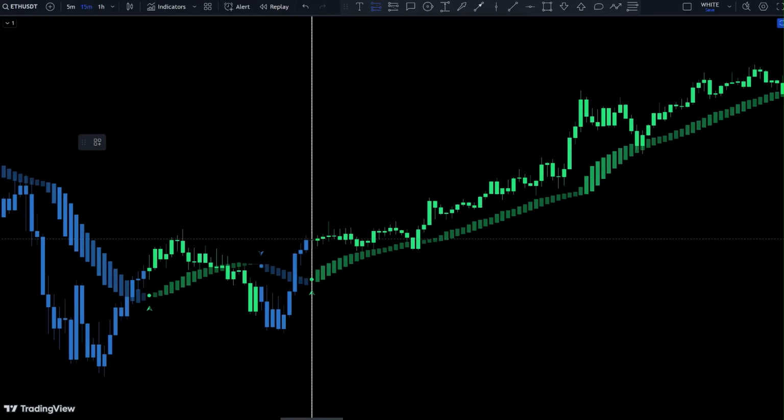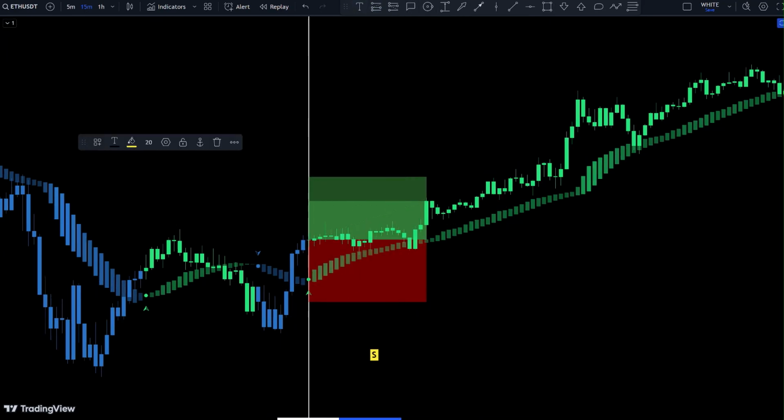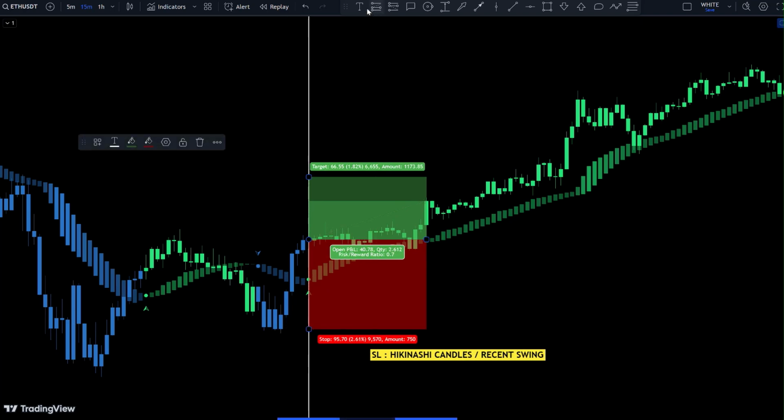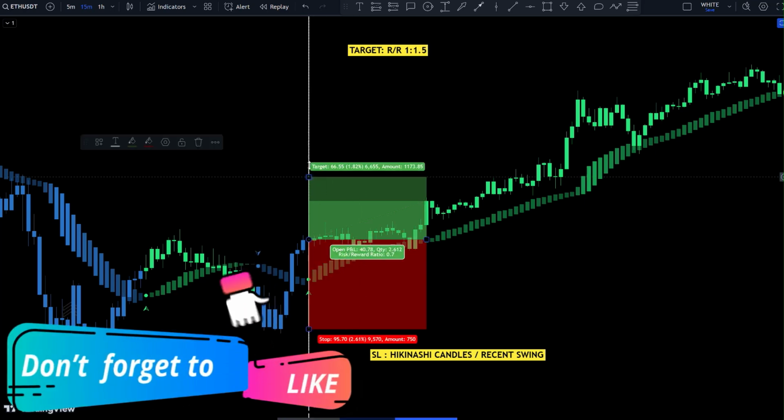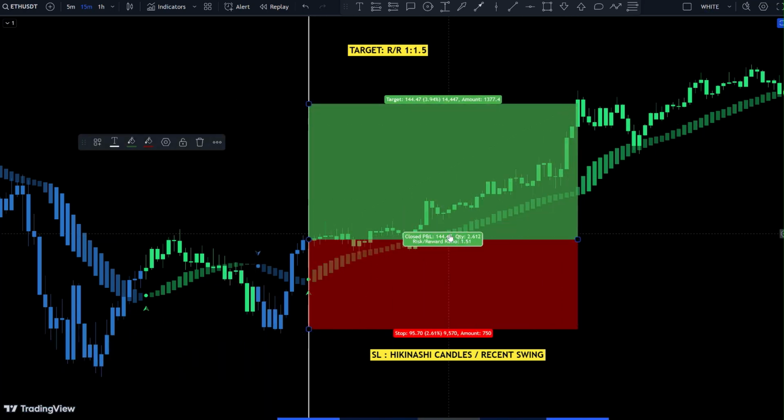Just remember to play it smart and set a stop loss slightly below the Heikin-Ashi candles or the recent swing low, so you can protect your investment in case the market doesn't go as expected. When it comes to locking in profits, aim for a risk to reward ratio of 1 to 1.5, which will help you strike a balance between risk and potential gains.